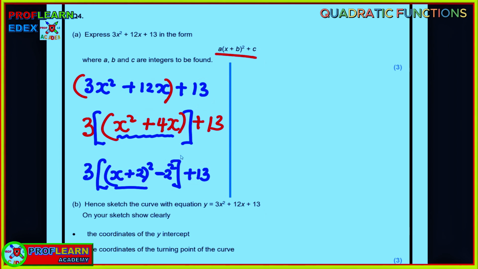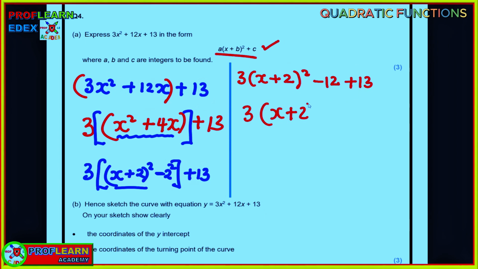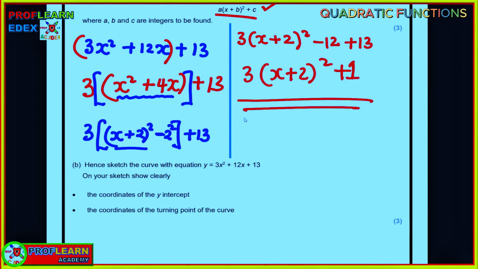Right, so if we open the bracket so that we can have it in the form that was expected, we're having 3 into x plus 2 squared. This squared is 4, 4 times 3 will be minus 12, then plus 13. Then this becomes 3 into x plus 2 squared minus 12 plus 13, which becomes plus 1. And that's exactly how you're going to leave it. Just leave it at that point.